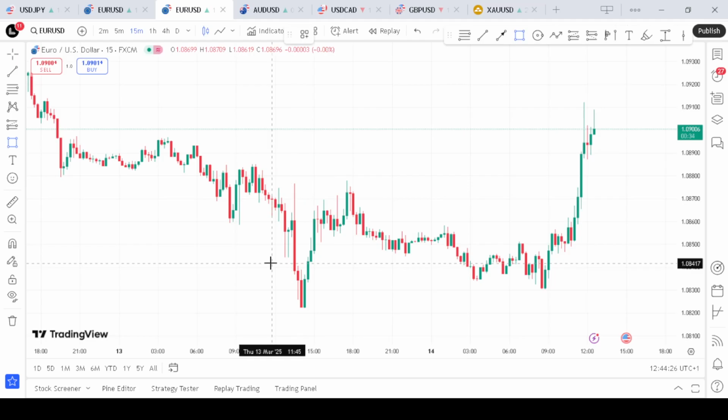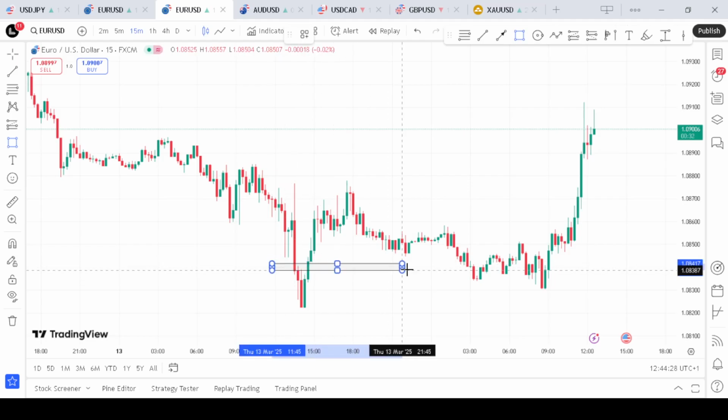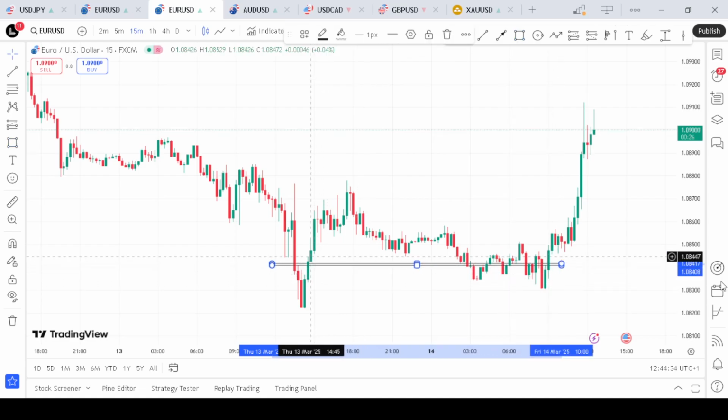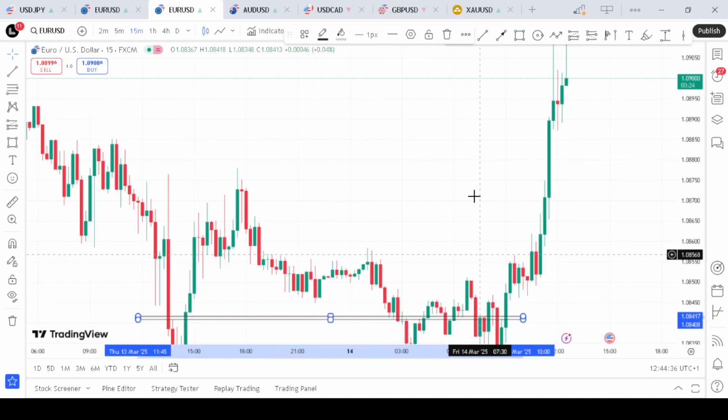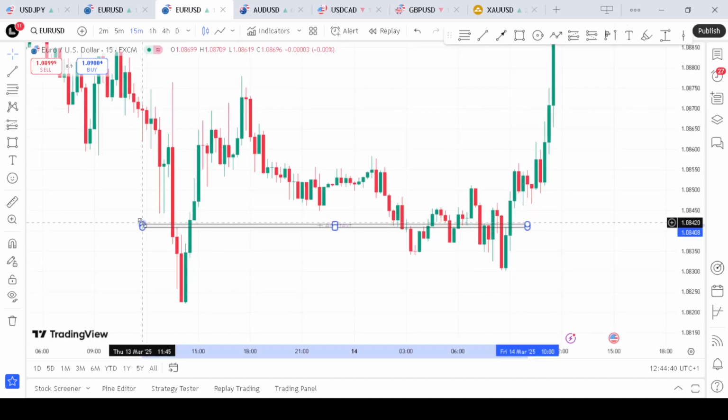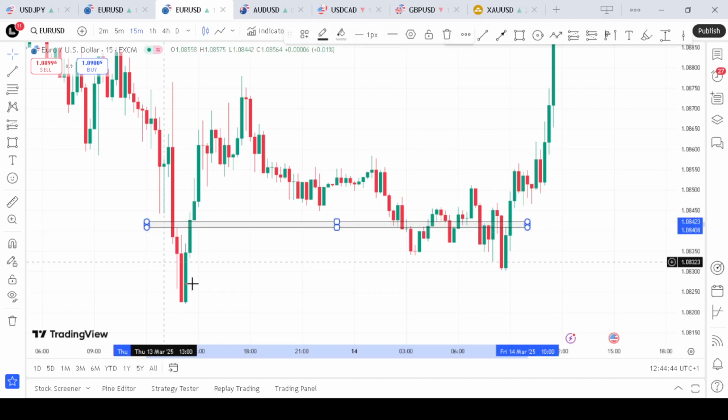This is the fair value gap, the opposing fair value gap, both left and right side. This is the fair value gap in this area. Let me widen my chart so that you can spot that. This is basically what the fair value gap, the BPR, the balanced price range, is all about.